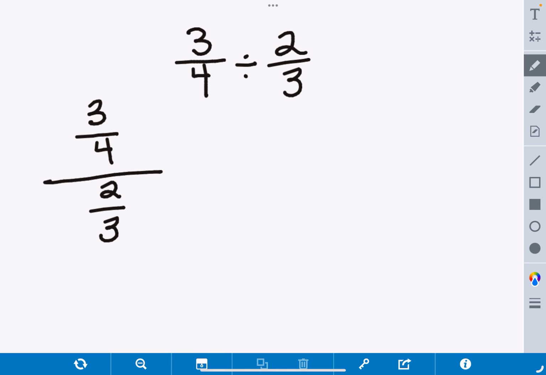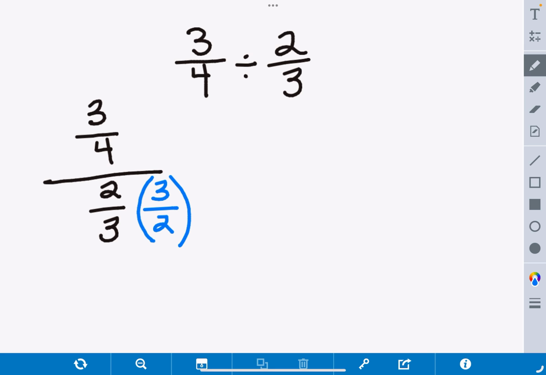So how am I going to do that? That's where our reciprocal comes into play, because our reciprocal is a specific value that when you multiply it by the original number, it gives you the result of 1. So I'm going to multiply this by the reciprocal, because that's going to give me that value of 1.